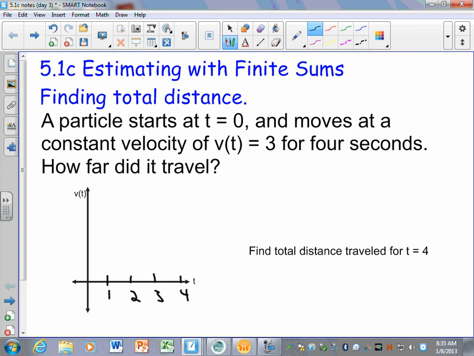And I picked a really easy one here to start with. If the velocity is always at 3, this is my velocity, this is my y-axis, could I say this is 3? And if my velocity is at a constant value of 3 for 4 seconds, do you agree that it would kind of look like this?